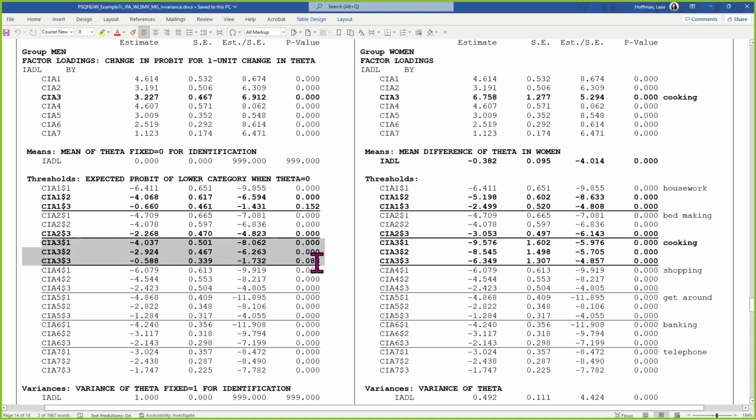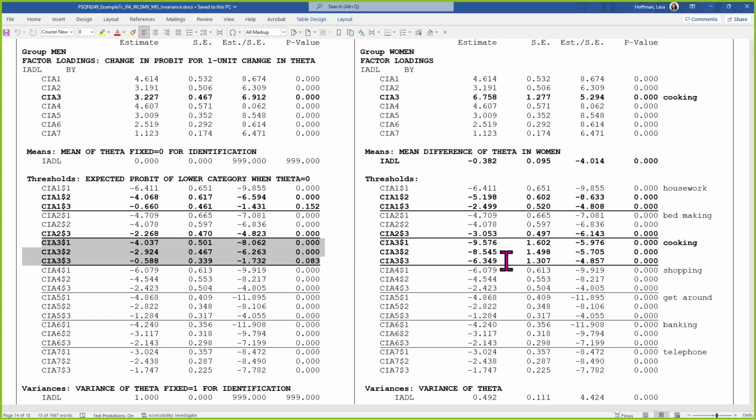How about cooking? Same pattern, but look at the difference. It's like a difference in probits of 5. So you know what a probit of like -10 is? That's basically 0. So there is like no chance that a woman of average ability can't cook. There's no chance of that. In men, there's a chance of that. So cooking is both more discriminating and much, much easier in women.